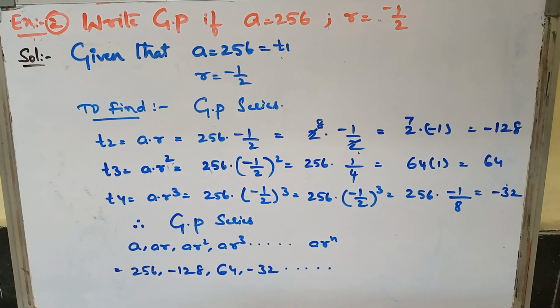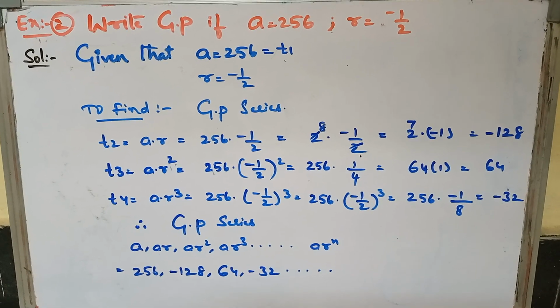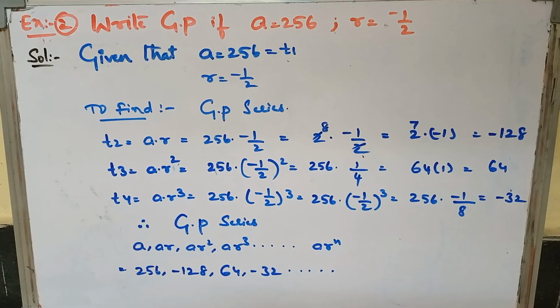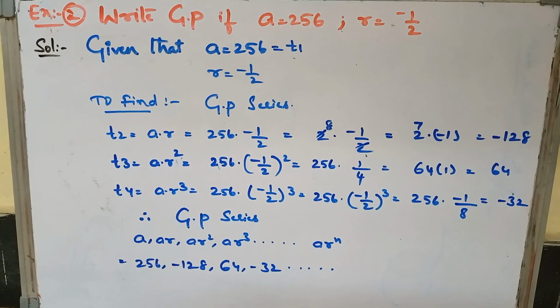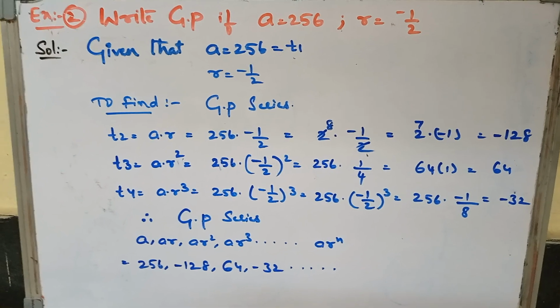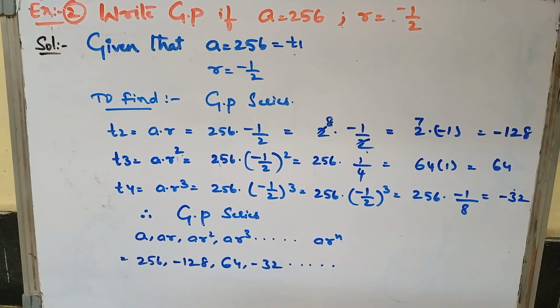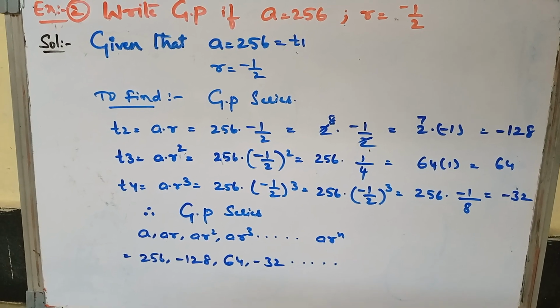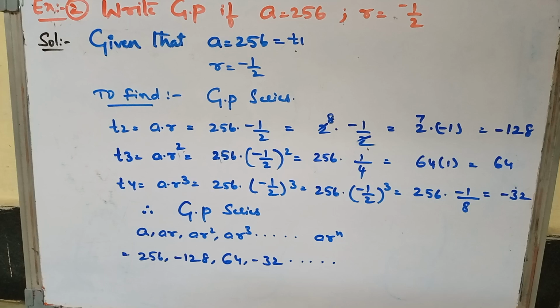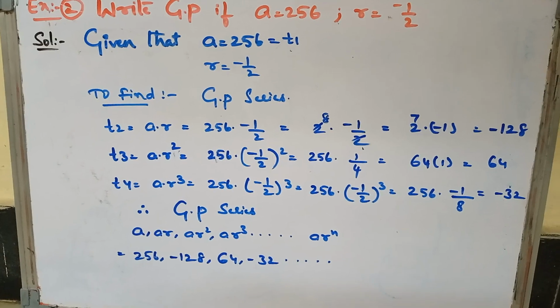Therefore they are asking to find the GP series. So how will the GP series be? A, AR, AR square, AR power 3, and so on, AR power n. Substitute the values. The first term is given in the question itself, that is 256, the second we got is minus 128, third is 64, fourth is minus 32, and so on.